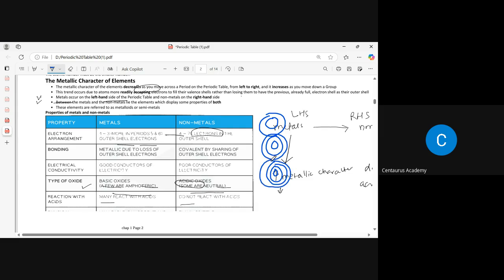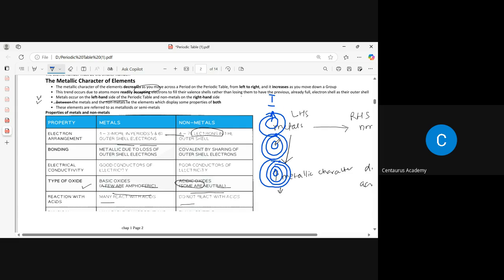So as we're going down the group, the group number or the outer shell electron count is still 1. This is only 1 electron. I'm talking about a group 1 element, supposing. Okay. So only 1 electron is present in the outermost shell. But this 1 electron is actually getting further away from the positive nucleus, right? The nucleus is positively charged. These electrons are negatively charged, right?